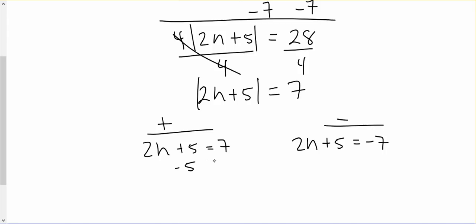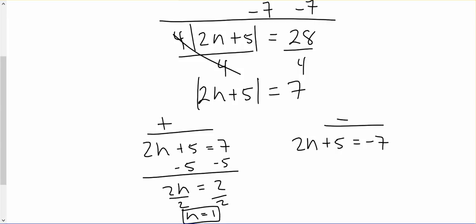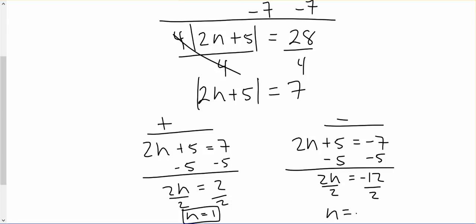We'll subtract 5 and subtract 5. 2n equals 2. Divide by 2. And we get n equals 1. On our other side, we'll subtract 5. What's negative 7 minus 5? Negative 12. Divide by 2, and we get n equals negative 6. So we should always be looking to get 2 answers when we're solving these.